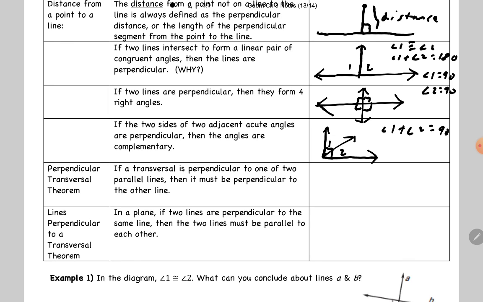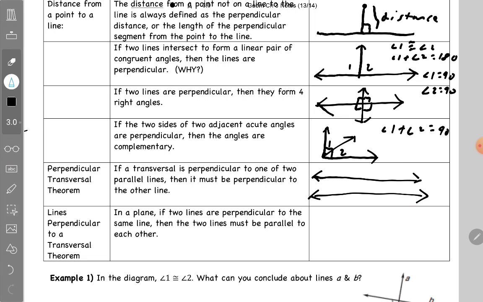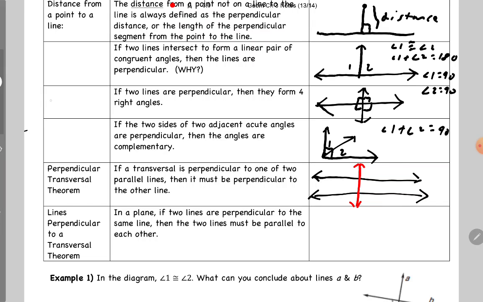Perpendicular transversal theorem: if a transversal is perpendicular to one of two parallel lines, then it must be perpendicular to the other line. Okay, so here are our two lines, and then our red transversal. What they're saying is, if the two black lines are parallel, and the transversal is perpendicular to one of them, then it must also be perpendicular to the other one.